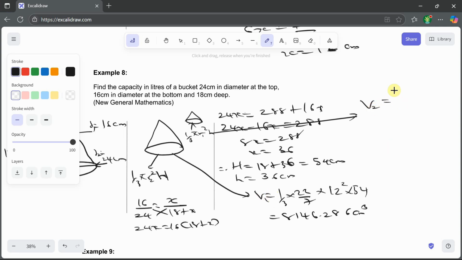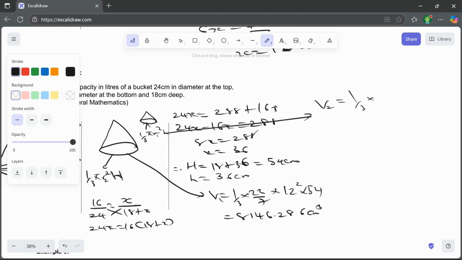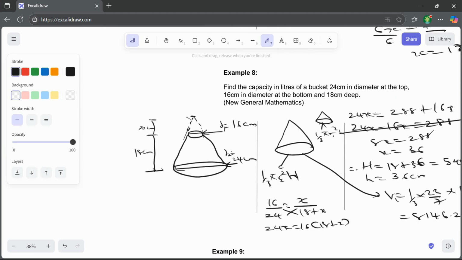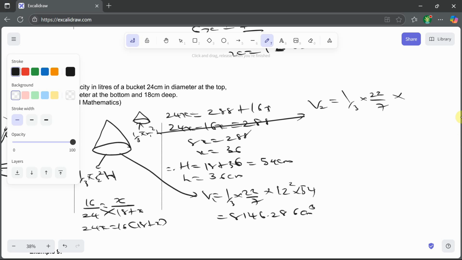This will give me 1 over 3 times 22 over 7 times, where's the radius? So that would be 8. So 8 squared times, what is the h? So letter h is 36. So 1 over 3 times 22 over 7 times 8 squared times 36. This gave me 2413.714 centimeter cube.